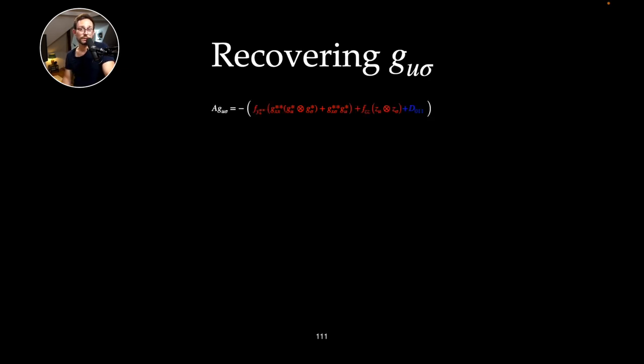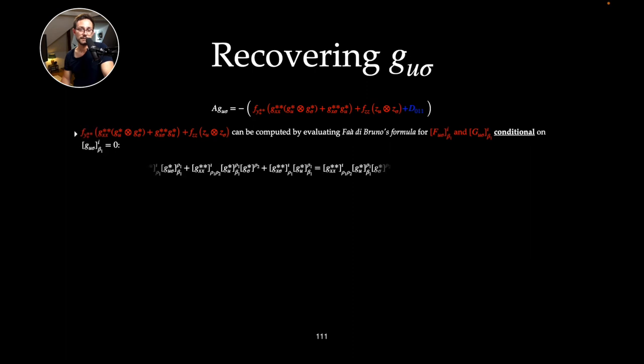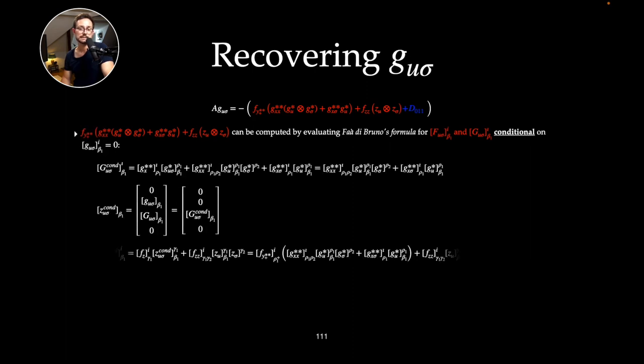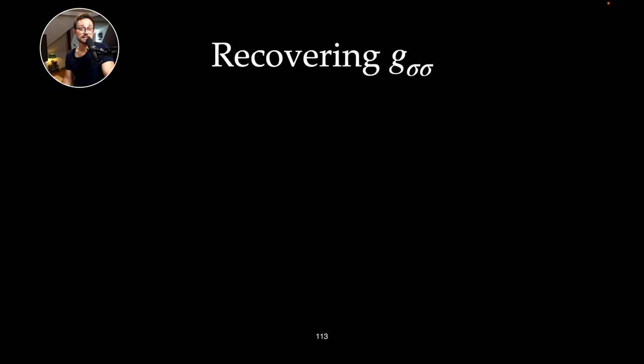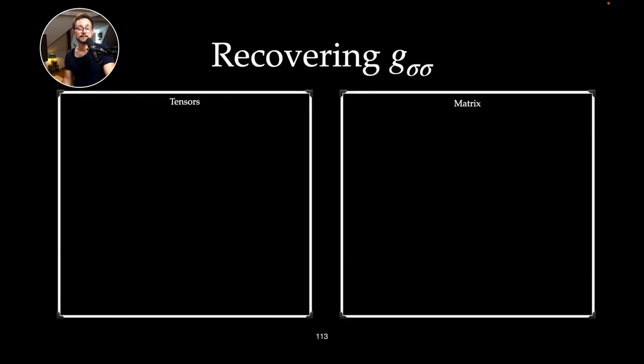Algorithmically, you can also compute the right-hand side using conditional Faà di Bruno's formula to get the red terms, and the blue expression can be computed directly. Those are more or less the exact same steps that we just saw. So the last second order matrix. I still haven't broken with certainty equivalence, maybe now. So let's recover G sigma sigma.